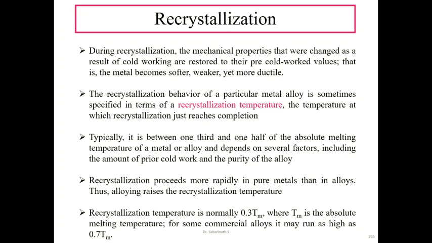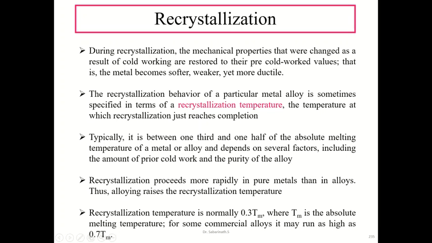So this recrystallization temperature is between 1/3 and 1/2 of the absolute melting temperature of the metal or the alloy, and it depends on factors including the amount of prior cold work and the purity of the alloy. Recrystallization proceeds more rapidly in pure metals than in alloys. Thus alloying raises the recrystallization temperature. So you can see it is higher in alloys than in pure metals.